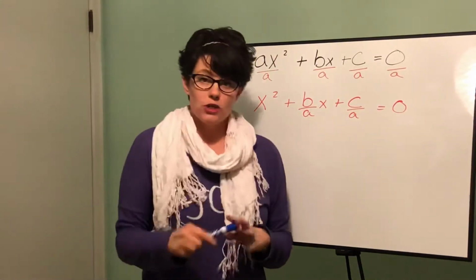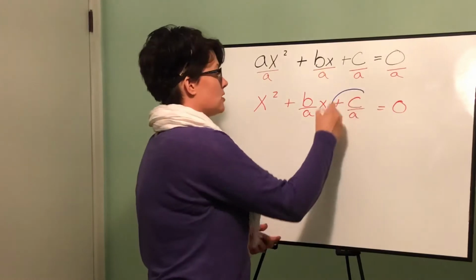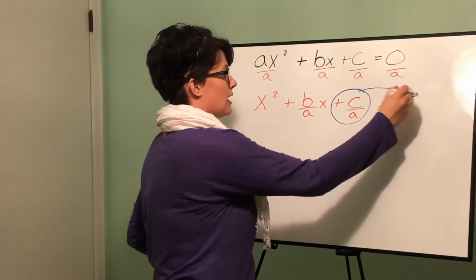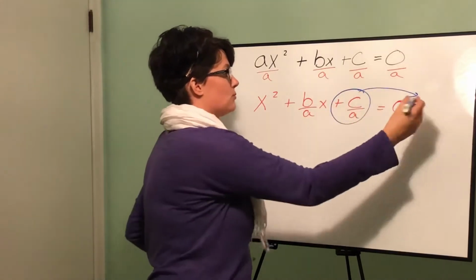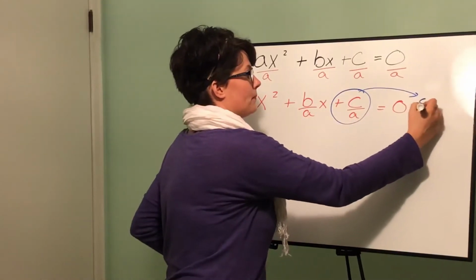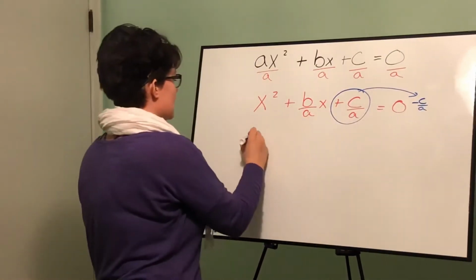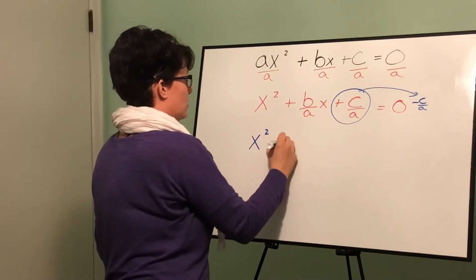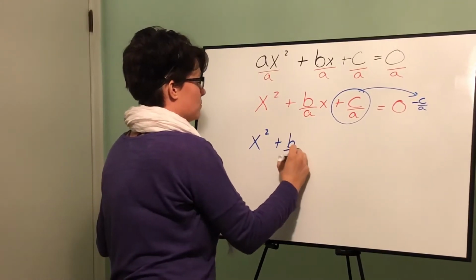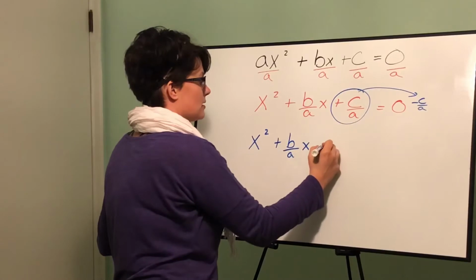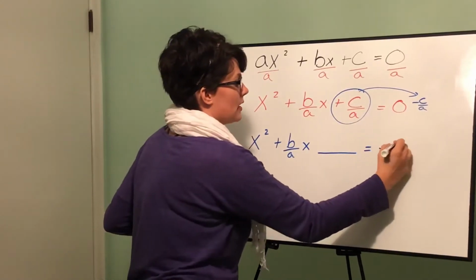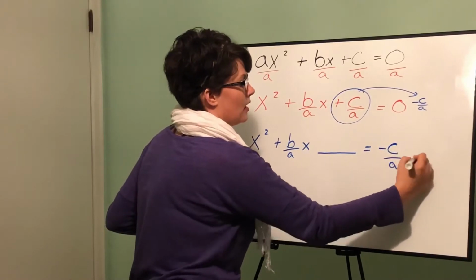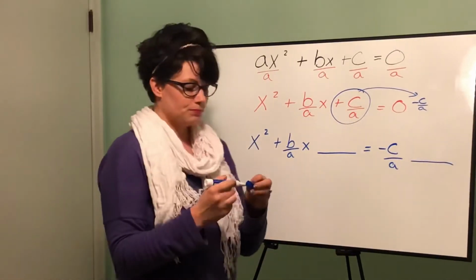The first thing that you do when you're completing the square is you take the c term and you move it to the other side of the equal sign. And since we're going to move that over, we're going to have to subtract it to move it. So now this gives us x squared plus b over a x, we're going to leave a blank here, equals negative c over a, and then we'll leave another blank there.